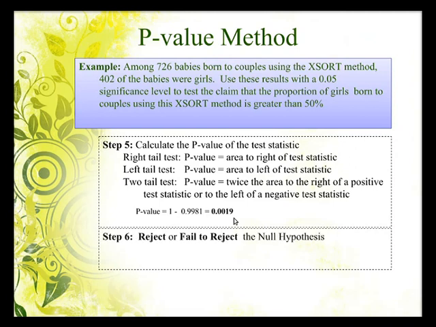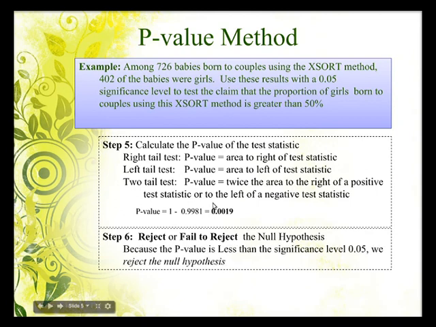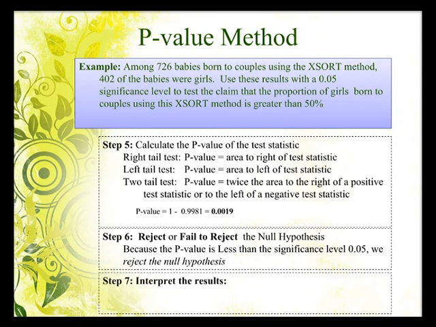Step 6, we decide whether we reject or fail to reject the null hypothesis. To do this, we compare our p-value to our significance level, which was 0.05, and since our p-value is smaller than the significance level, we reject the null hypothesis. If our p-value was larger than the significance level, say it was 0.06, then we would fail to reject the null hypothesis. So the last thing to do is to draw your conclusions or interpret the results in terms of what the original claim was.